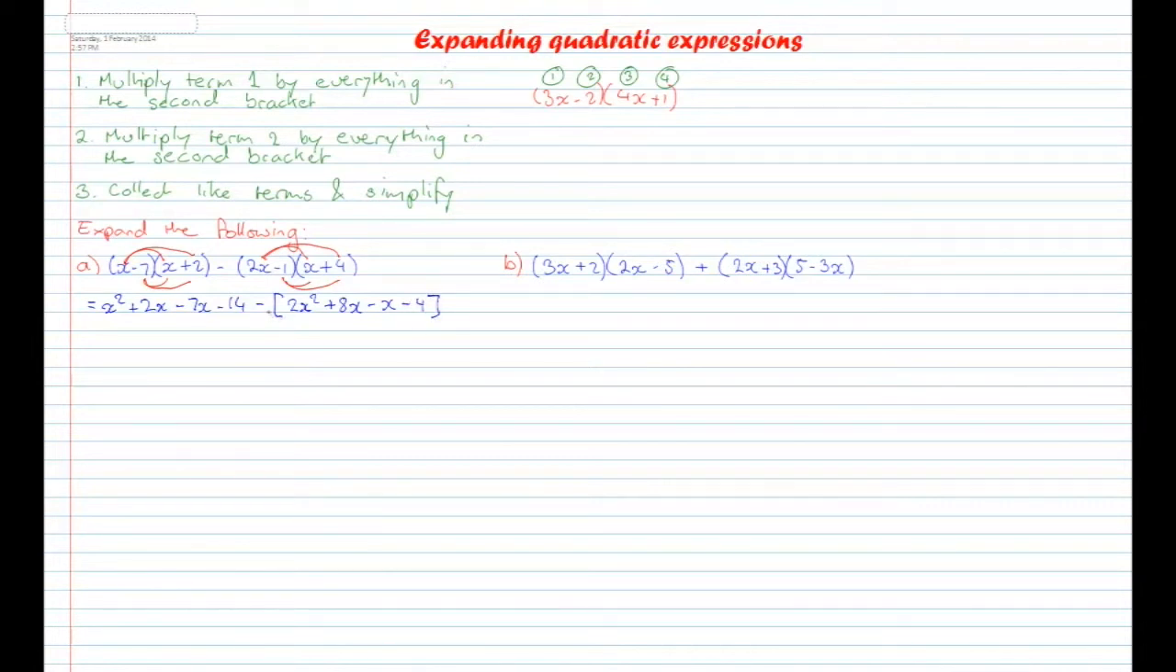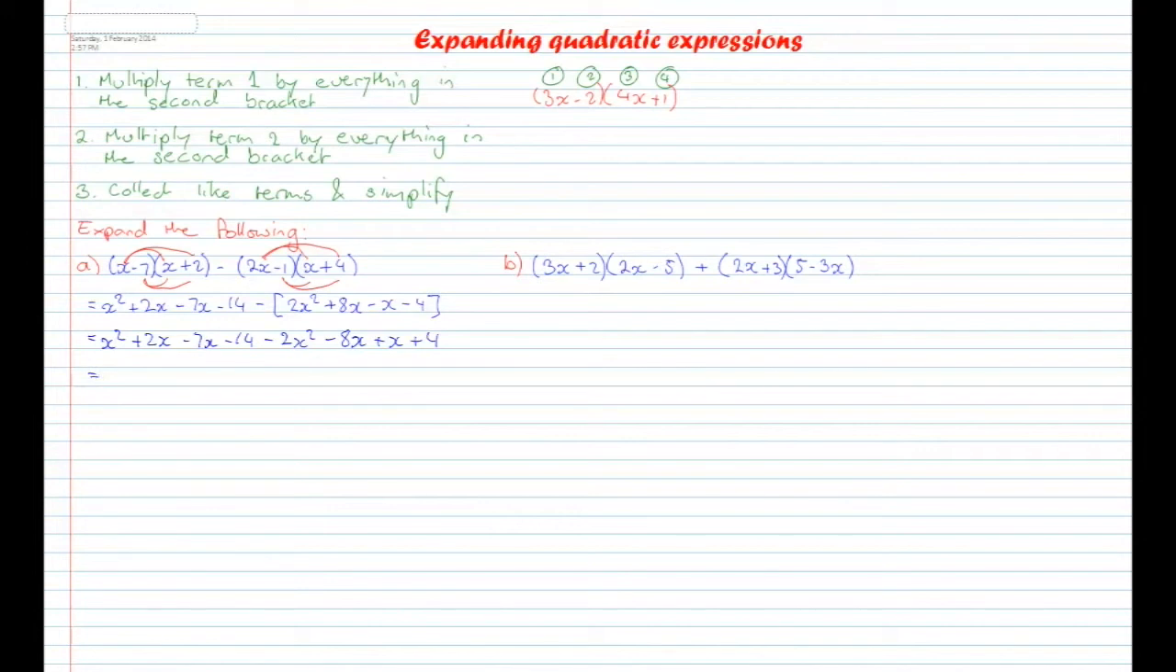The reason I've put that in brackets is because it says minus, and we've actually got to minus each one of these terms that you can see here. Alright, so expanding the brackets now, you get x squared plus 2x minus 7x minus 14. Taking the negative out now, negative times 2x squared is negative 2x squared. Negative times 8x is negative 8x. Negative times negative x is positive x. Negative times negative 4 is positive 4.